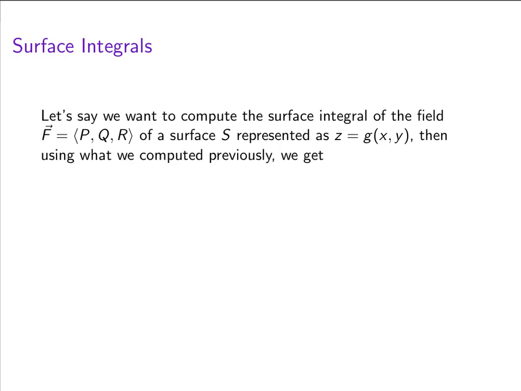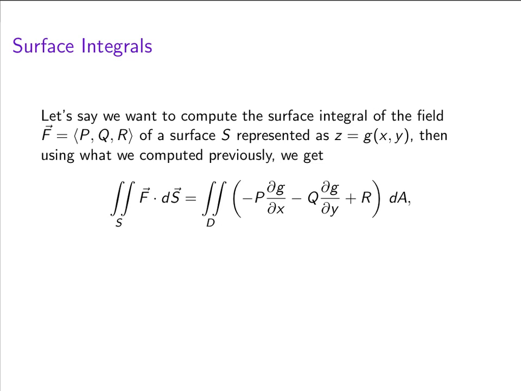Now, if we do what we did before and create a parameterization where we say x is x, y is y, z is g of x, y, and work through what we had done before, here's what we get for the surface integral of a field F with components P, Q, and R. We'll get that the surface integral of the vector field is the double integral over D of negative P dg by dx minus Q dg by dy plus R. This is now just an ordinary double integral.